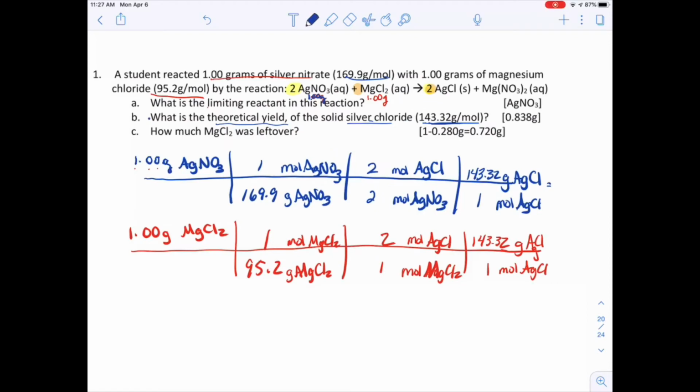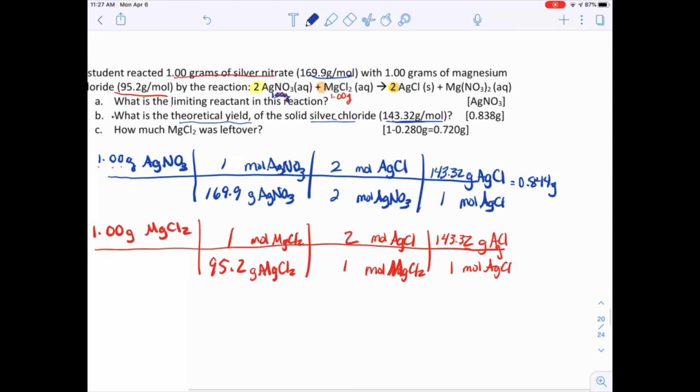So I'm going to need 3 sig figs because of the 1.00 grams. So I get 0.844 grams of silver chloride. Notice I've got 3 sig figs over here for the magnesium chloride. This is 3.01 grams of silver chloride. You should see both of them. Them's going to be way smaller. We're crossing out the big one. We're keeping the smaller one.